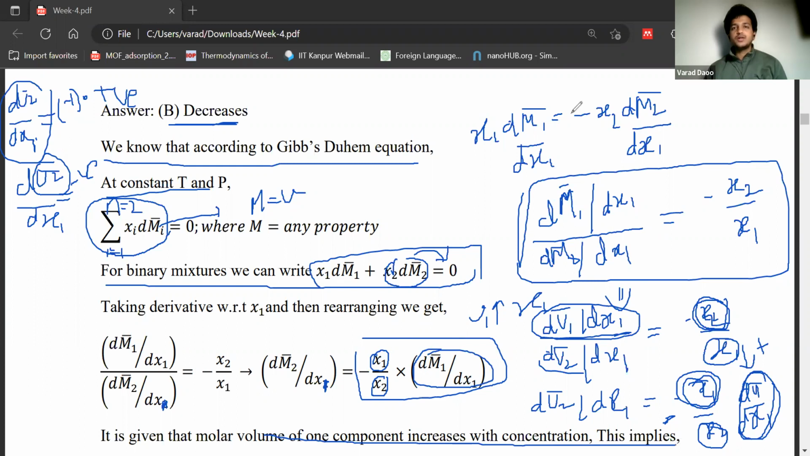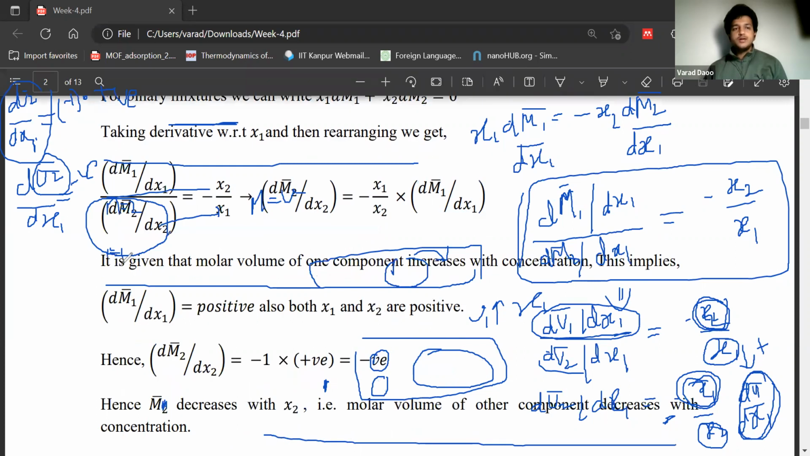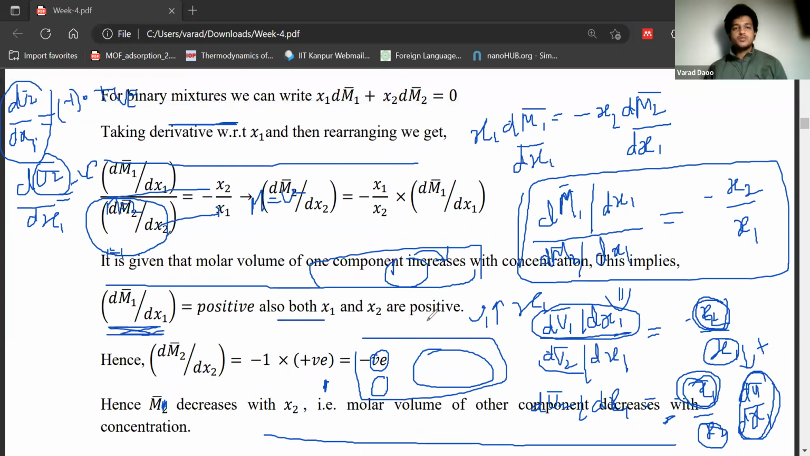So what does it imply? It is also given to us that both x1 and x2 are positive. So dM2 bar by dx1 is minus 1 multiplied by a positive term, which is going to be a minus, right? Hence V2 bar decreases with respect to x1. With respect to x2 it's going to be positive, whereas with respect to x1 it's going to be negative, right? So the molar volume of the other component decreases.